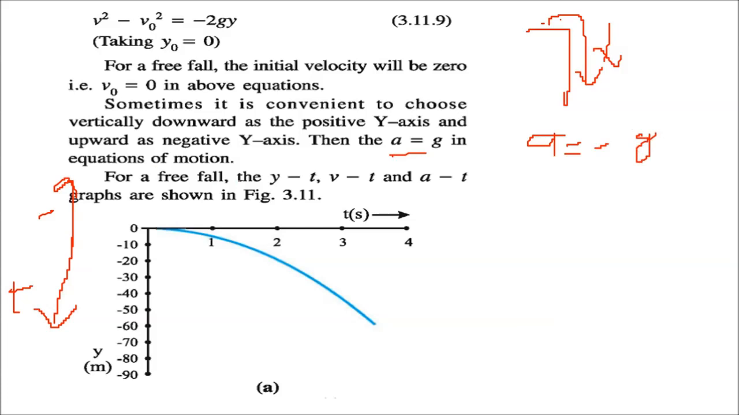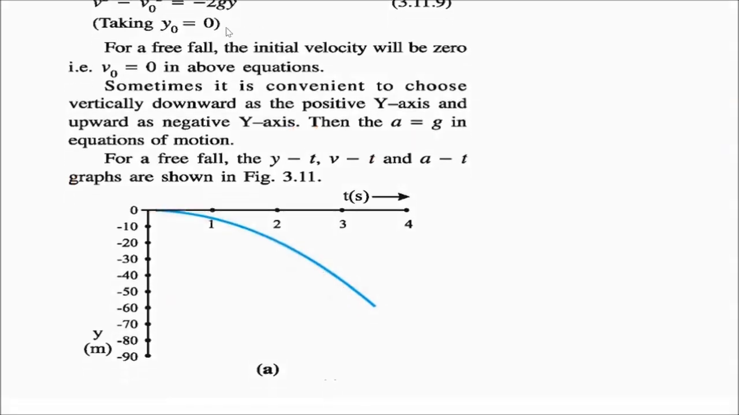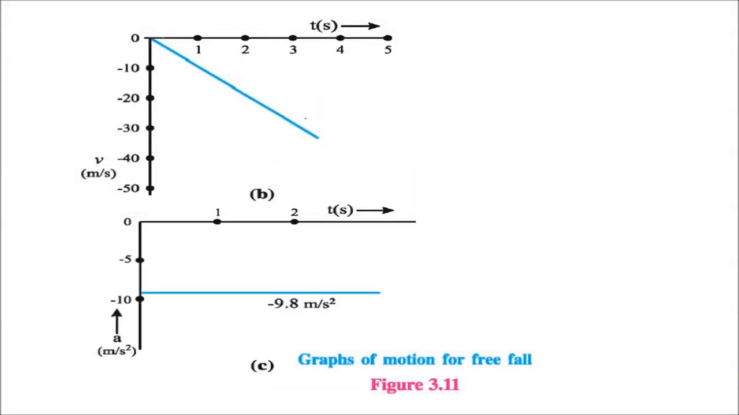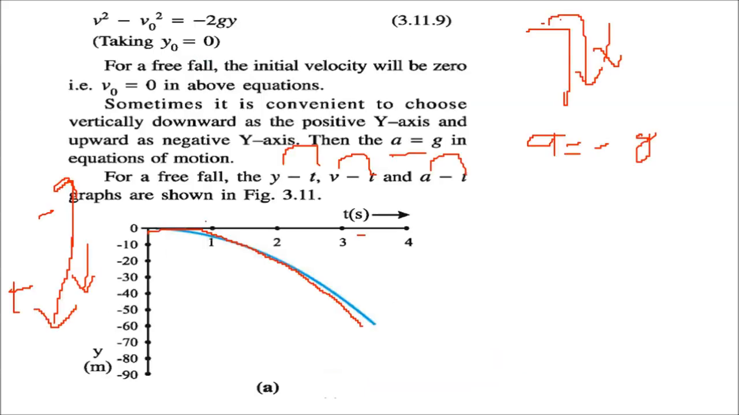And for a free fall, the yt, vt, at graphs, that is distance-time, velocity-time and acceleration-time graphs, are like this. First is the yt graph. This is the y direction, as I said. This is the time, and something is falling freely. So the distance is increasing, but in the negative direction, along with the time. This was the free fall yt graph.